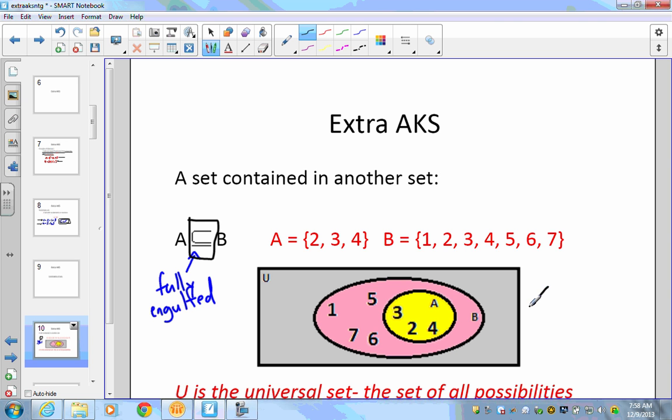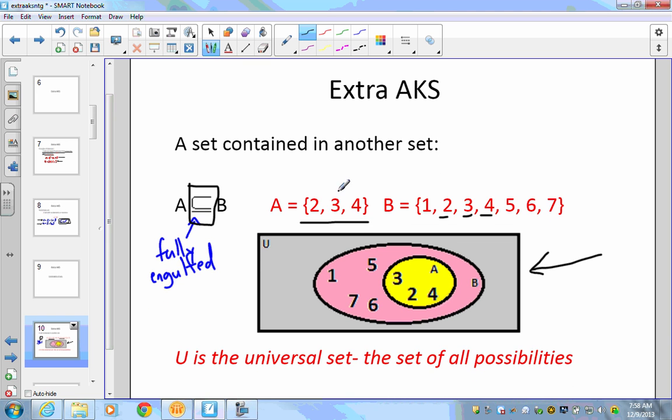Now, I used kind of like a Venn diagram, going back to language arts, to show exactly what we're dealing with, to give you a visual. But let's look at set A, for example. Set A has 2, 3, and 4 in it. If you look, set B also has 2, 3, and 4. So basically, everything in set A is located in set B. That means all the members in set A are present in set B. So you would say that A is engulfed in set B.